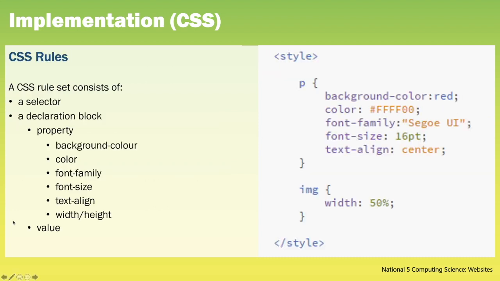A CSS rule consists of the following three parts: a selector, a declaration block which includes a property, and a value. So looking at the example on the right hand side, our selector in this case is the paragraph tag. Within our curly brackets we have our declaration block. Within each declaration we have the property that we are changing, followed by the value that we are setting it to. Between the property and the value we have a colon, and between each declaration we have a semicolon.